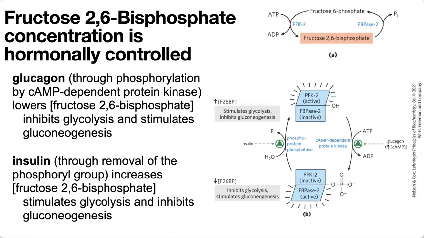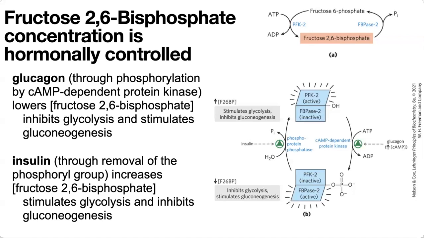It's really cool. It has this kinase domain that's going to take fructose 6-phosphate and phosphorylate it to give you fructose 2,6-bisphosphate. And then it has a phosphatase domain, which is going to take fructose 2,6-bisphosphate and dephosphorylate it to give you fructose 6-phosphate. What determines whether it's acting as a kinase or a phosphatase is its own phosphorylation state. When it's phosphorylated, you're going to activate the phosphatase domain. This is going to decrease the levels of F26BP, and this is going to inhibit glycolysis and stimulate gluconeogenesis.